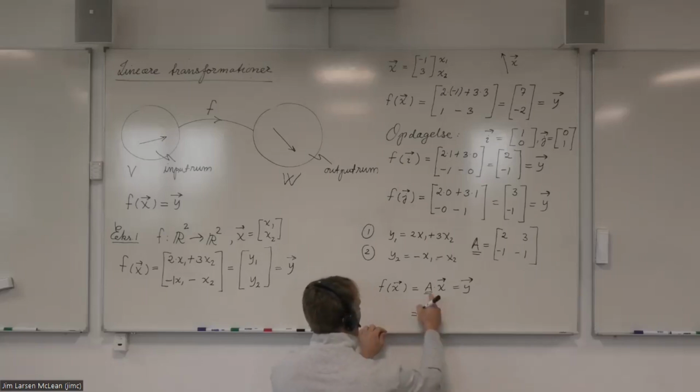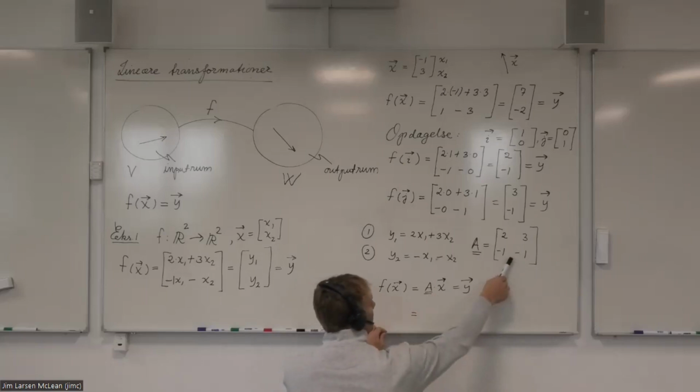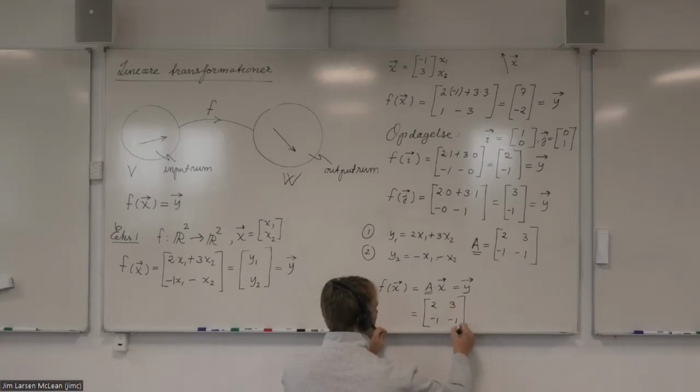And I will just show you that it is indeed true, as we have defined matrix vector multiplication. Because what kind of matrix was it again? It was 2, 3, minus 1, minus 1. And that multiplies directly by x. And x, what kind of vector was it? It was the one called x sub 1 over x sub 2.